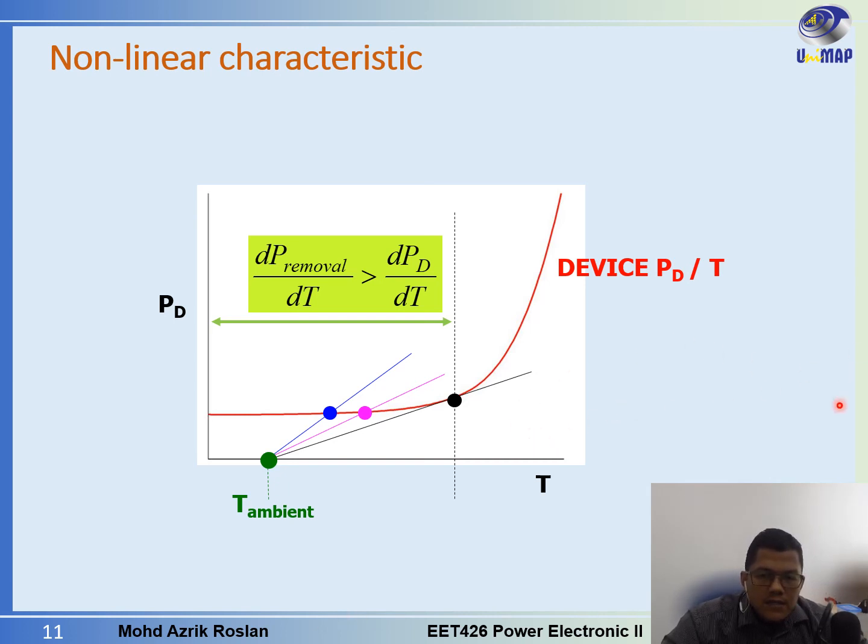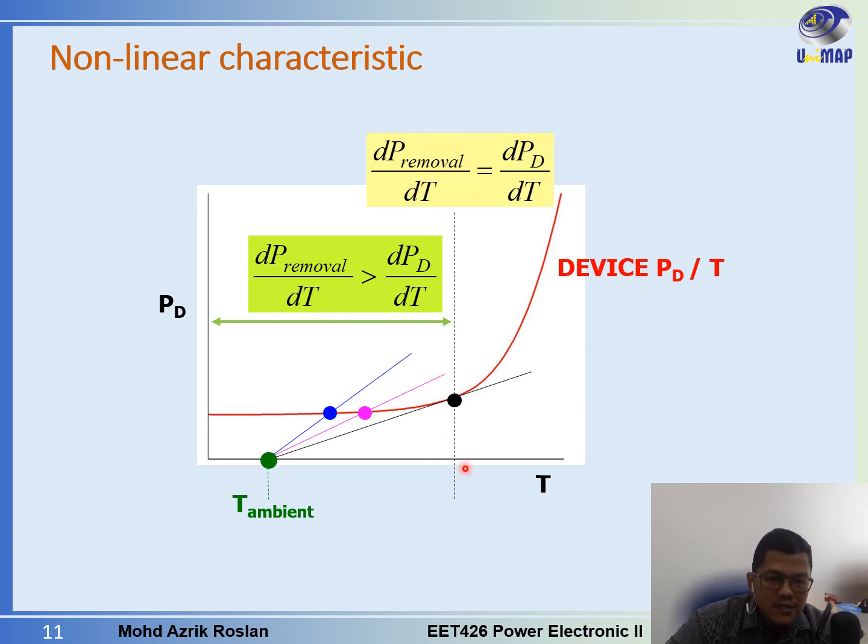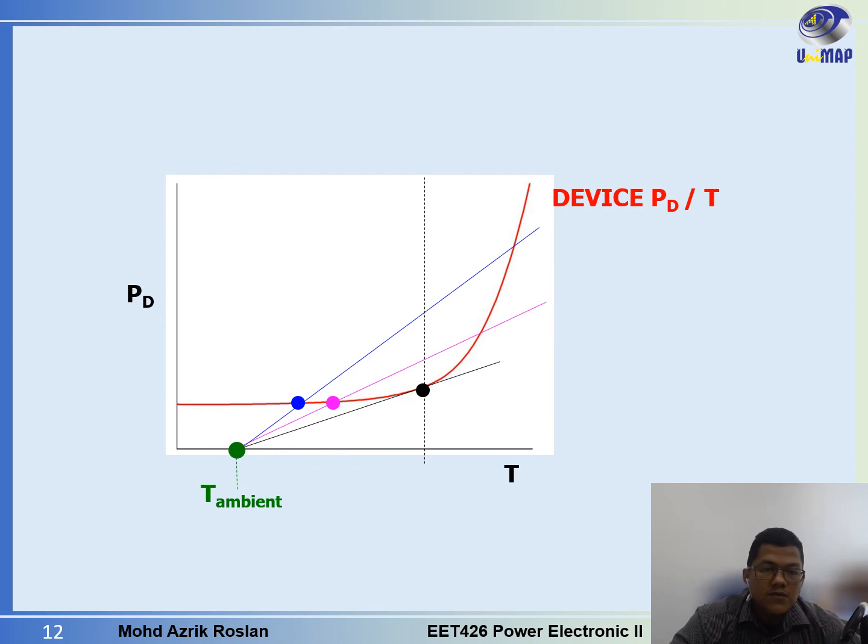And then we have this one, the line here, where the dP removal over dT is equal to the dPd over dT. So at this point, the slope of the dPd over dT is the straight line here, and the dP removal over dT is also the same line here. So at this point, we know that the dP removal over dT equals the dPd over dT. Okay, now we move to the third region of this curve.